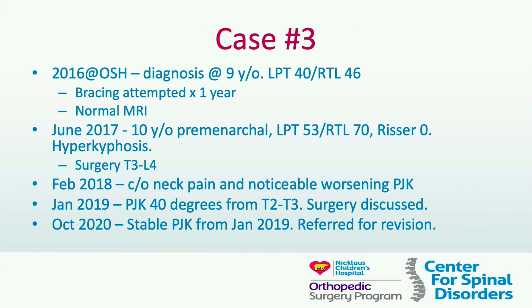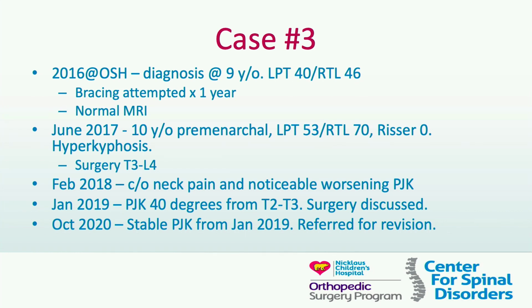In this other case, this is probably a case that many of you may see even in the adult population, and this starts off with a 9-year-old female who's seen in an outside hospital and treated for scoliosis. A year after, the scoliosis worsens to where she has a 53-degree left proximal thoracic curve and a 70-degree right thoracic curve at Risser 0 with hyperkyphosis. She underwent surgery at that outside hospital, going from T3 to L4.